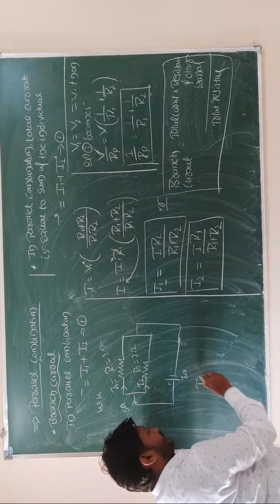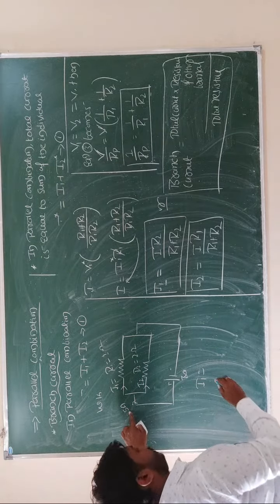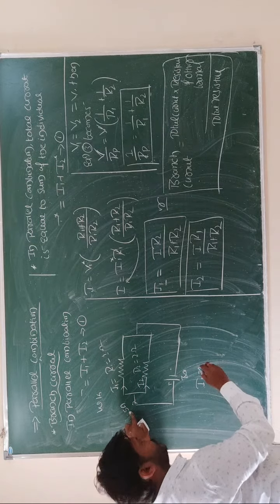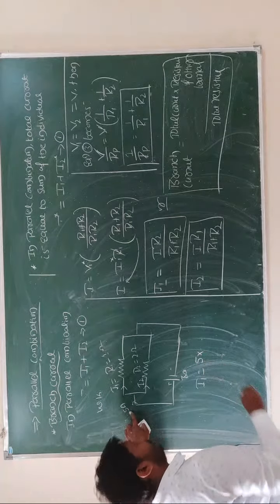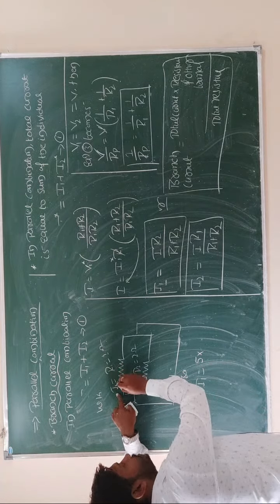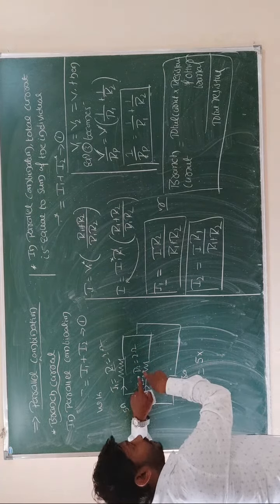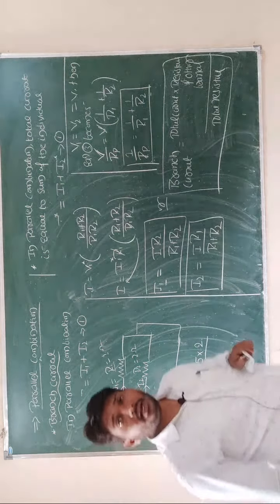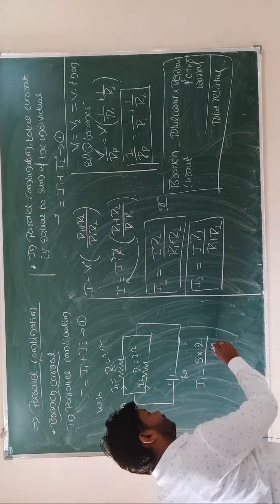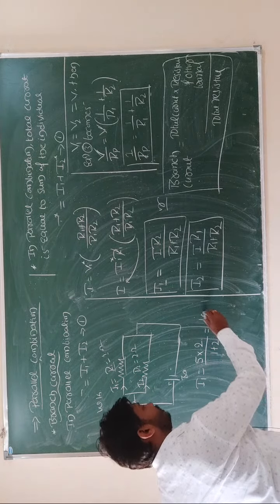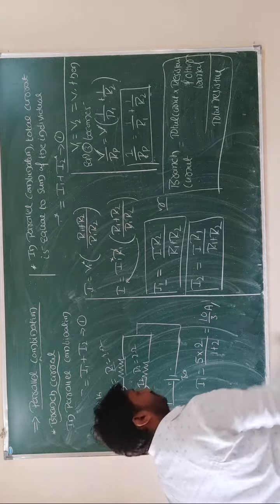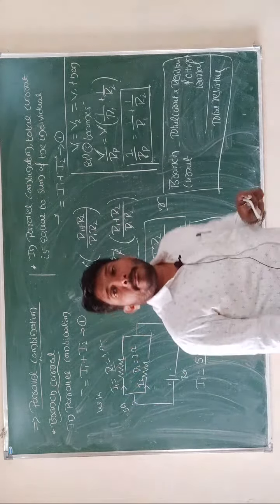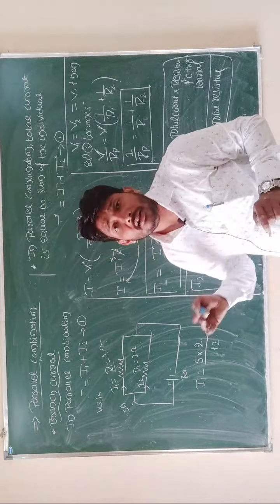So I1 is equal to, look here: branch current is equal to total current, which is 5 amp. I want to find the current through the first resistor, so I into R2. The R2 value is 2 ohm, right? Then divided by R1 plus R2. So this is the way to find the branch current in case of parallel combination.